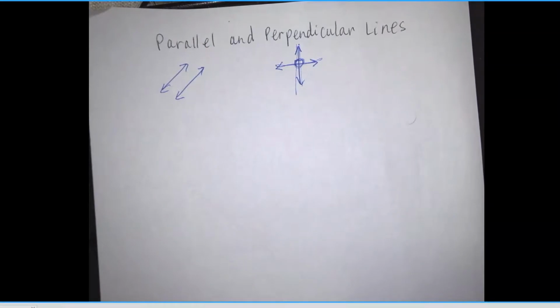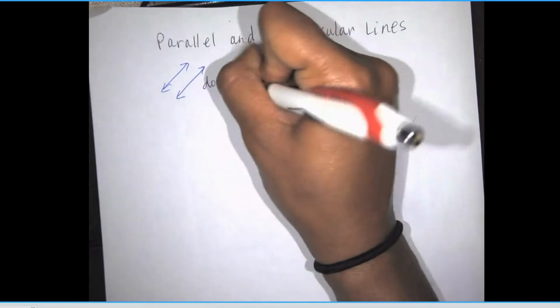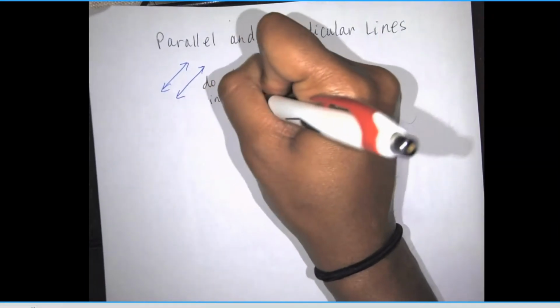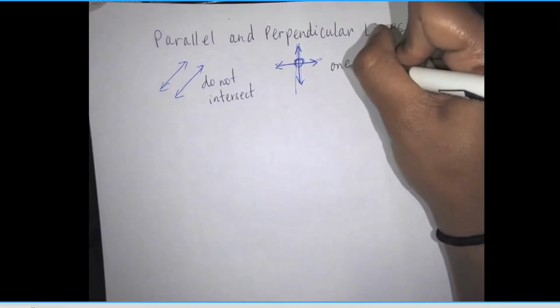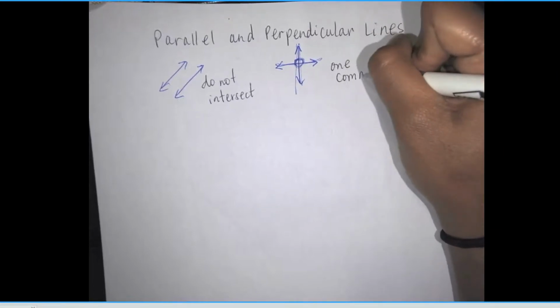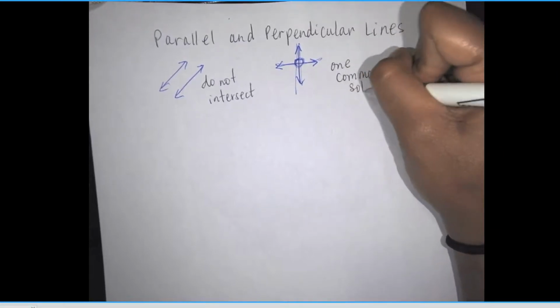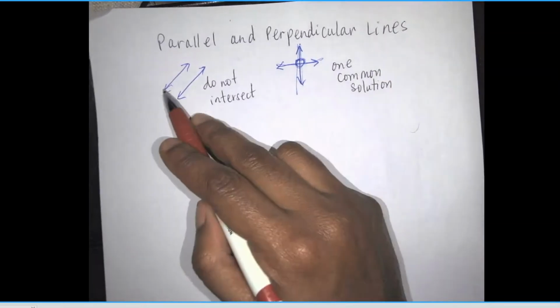All right, so let's move on. So parallel, again, they do not intersect. So let's put that: do not intersect. They never will. And this one, they will have one common solution or one point of intersection. But the other thing I want to talk about is, let's say this is line 1.